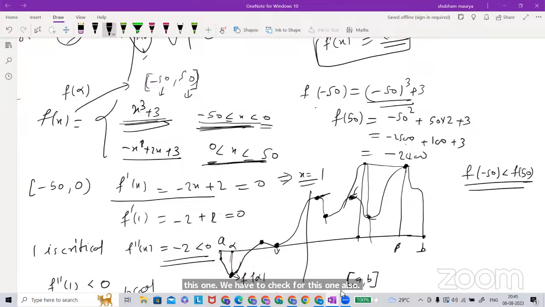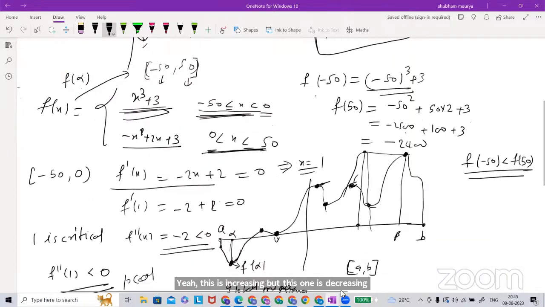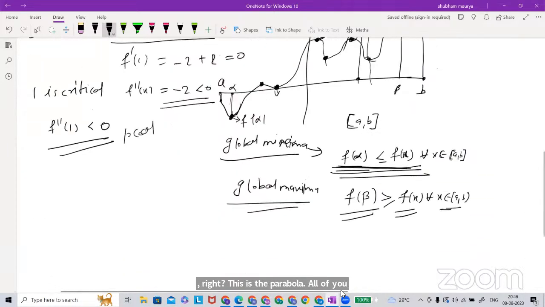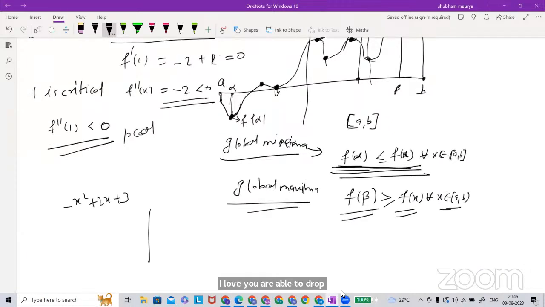So in this range, what about this function? Is this increasing or decreasing? It is also decreasing. Sorry, this one is increasing, but this one is decreasing, right? This is a parabola. All of you have gone through the parabola, no? All of you are able to draw this graph also. Yes, sir. It is minus x square plus, so it will open downward. So it is decreasing.